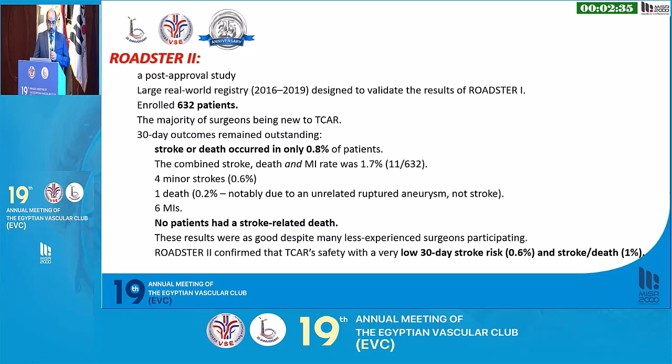About the ROADSTER 2, it's a post-approval study, larger than the ROADSTER 1. It was done between 2016 and 2019 over 632 patients, and the majority of the surgeons that performed this procedure were new to TCAR. In the 30-day outcome, the stroke rate was 0.8%, and the combined death, stroke, and MI was 1.7%, with 4 minor strokes, 1 death, 6 MI, and no patient had a stroke-related death.